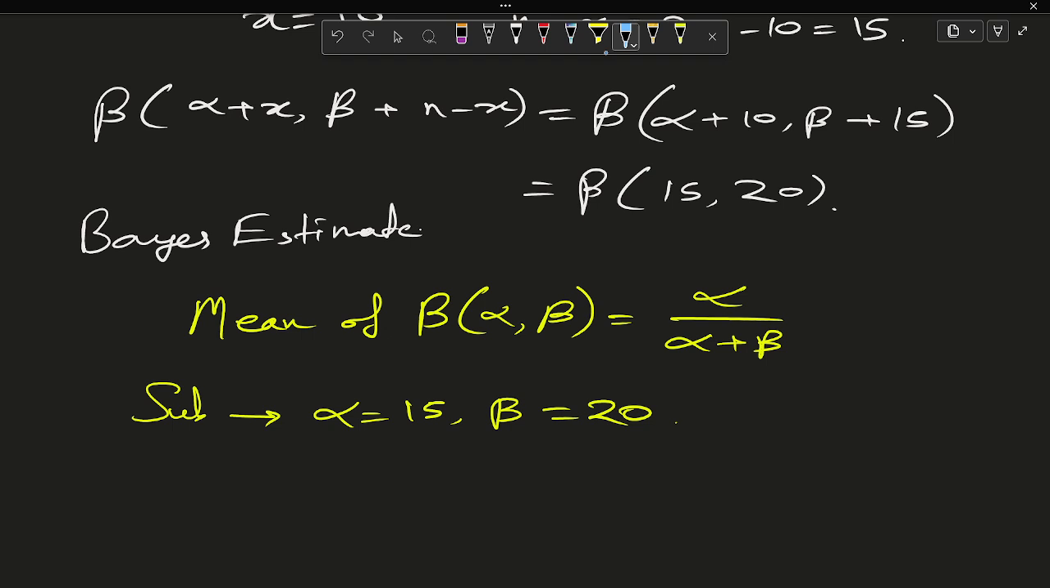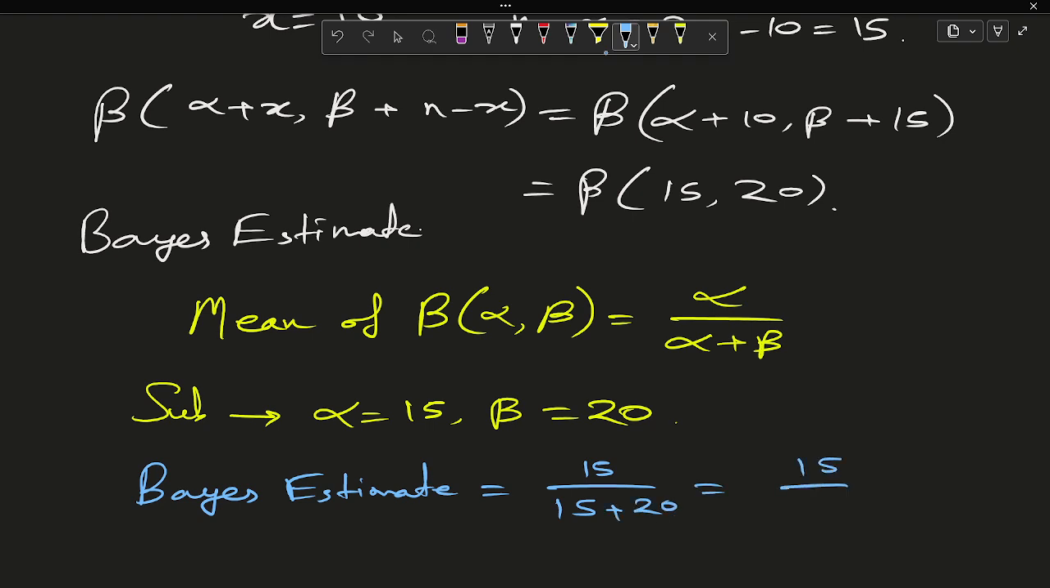The Bayes estimate will be 15 by 15 plus 20, that is 15 by 35. We can cancel out by 5 and 5, so that will be 3 by 7. So the Bayes estimate of P is 3 by 7.